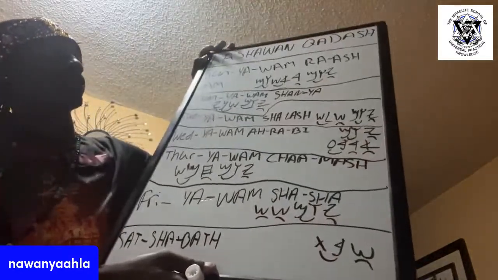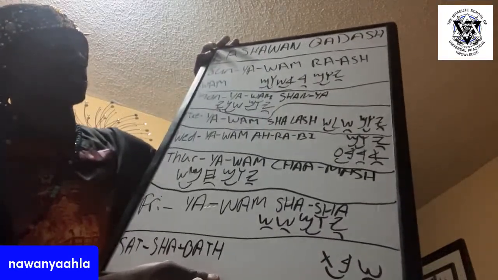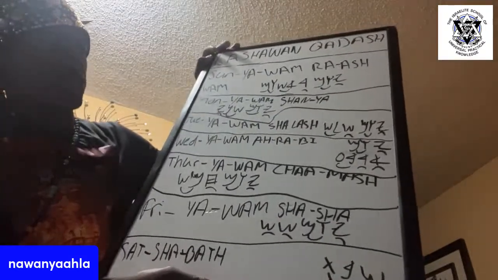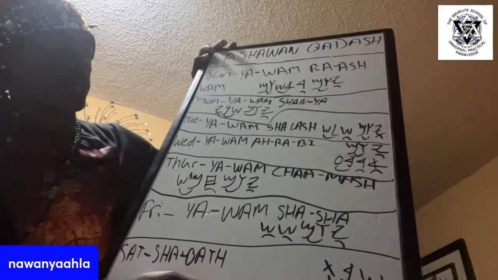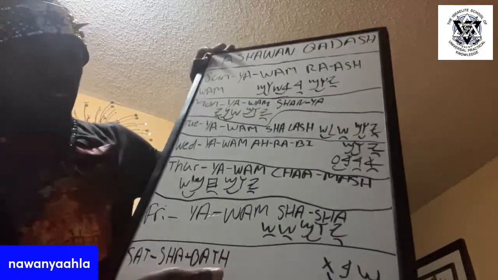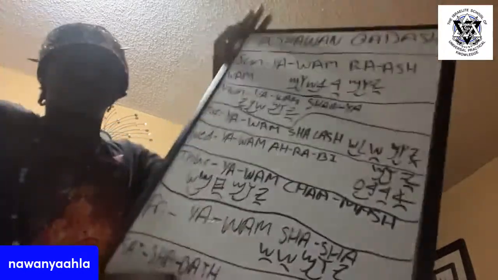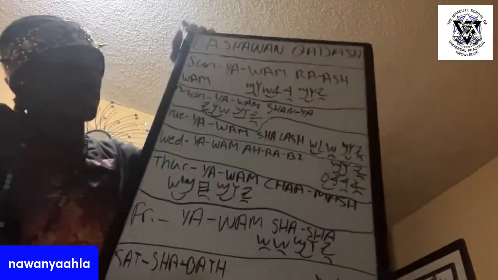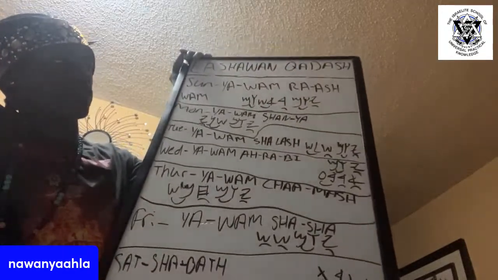So we'll start off with Sunday, which is your Ra'ash. Monday, your Shanya. Tuesday, your Shalash. Wednesday, your Arabai. Thursday, your Kamash. Friday, your Shasha. Saturday, Shabbat. This will be how you'll say it, how you'll write it in the Paleo Hebrew first. Now we'll move on to the Syrian Hebrew.